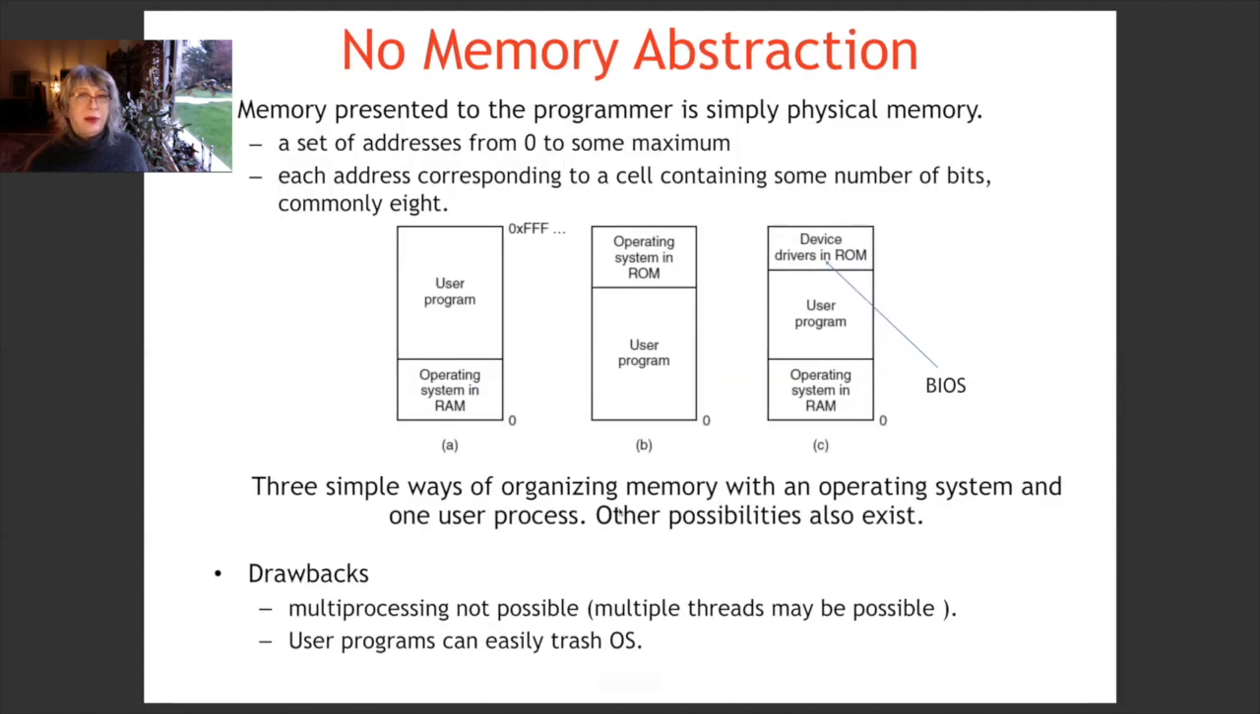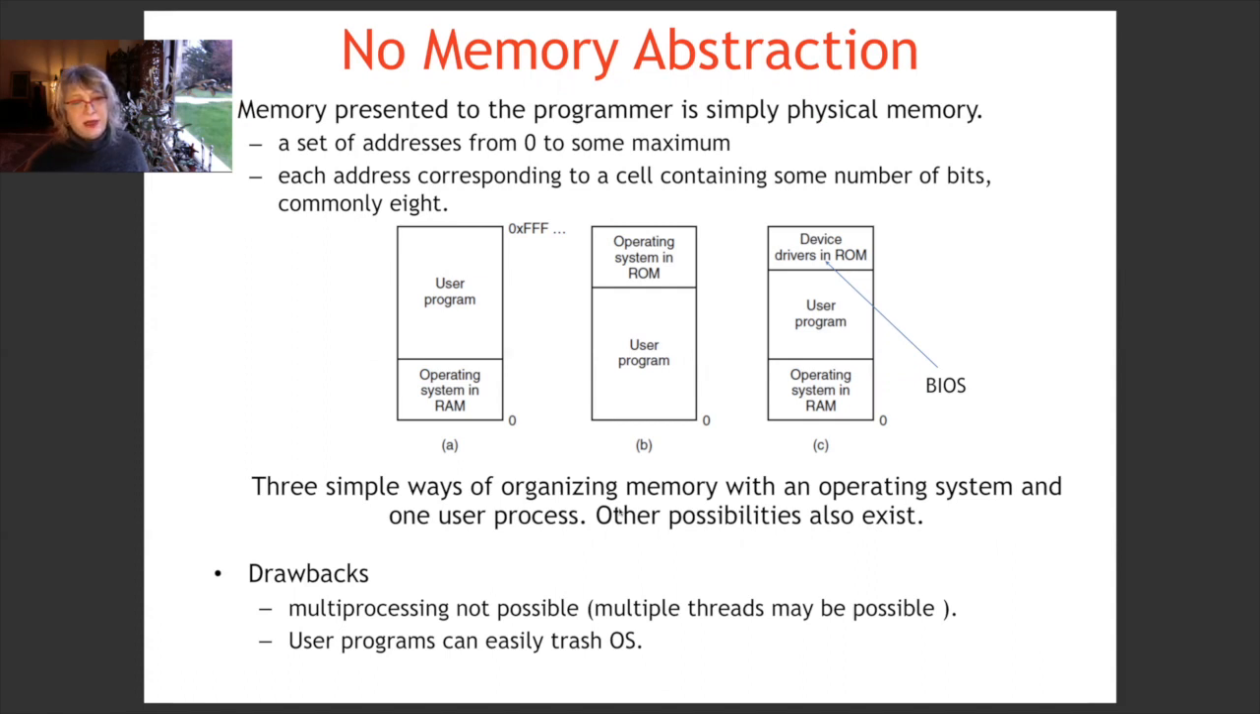If there is no memory abstraction, the memory presented to the programmer is simply physical memory. It has a set of addresses from 0 to some maximum, with each address corresponding to a cell containing some number of bits, commonly 8.